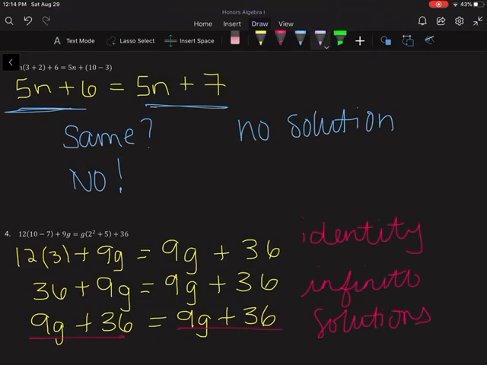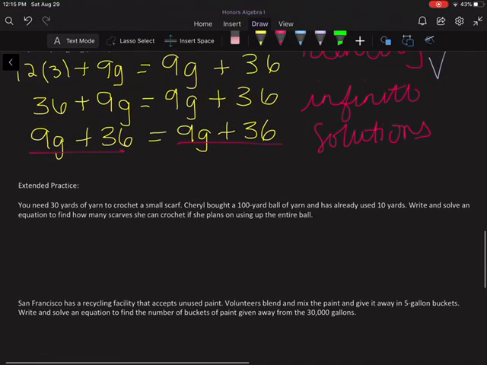All right, makes sense? So these are two special cases, this one and this one, right? The special cases. And then we have the unique solutions.